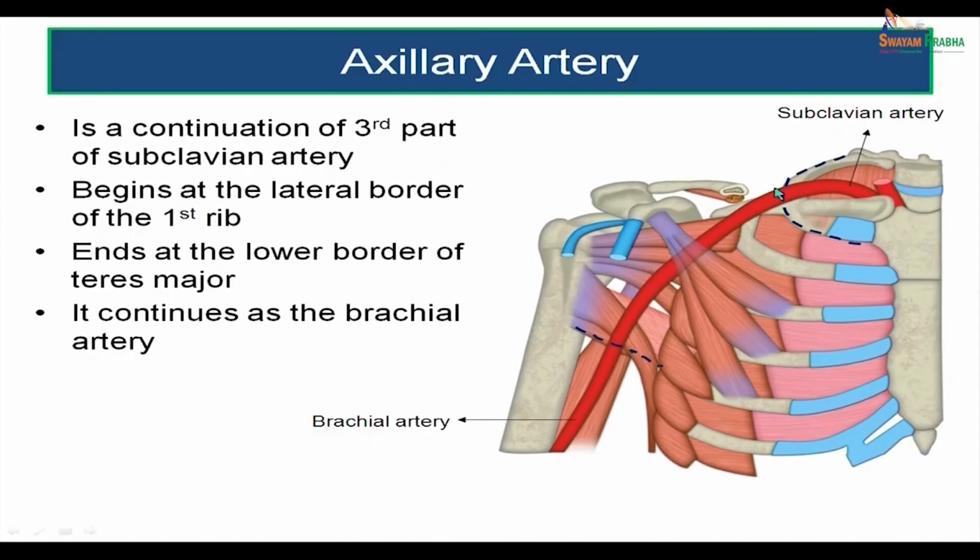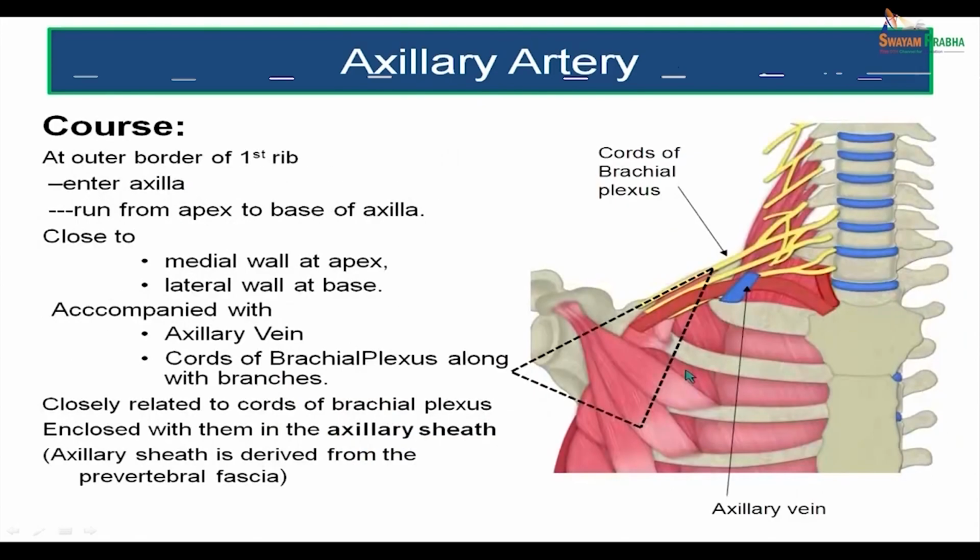It begins at the lateral border of the first rib, and this is the axillary artery, and it is called the axillary artery till it reaches the lower border of teres major. Thereafter, it is called as brachial artery. So, this from the outer border of first rib till the lower border of teres major, that is axillary artery.